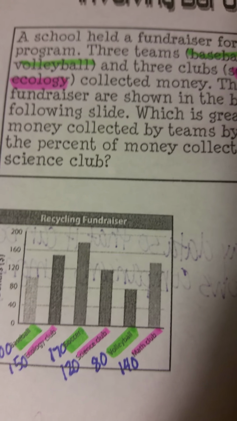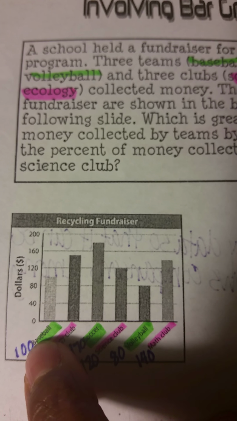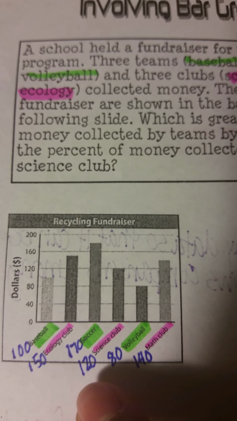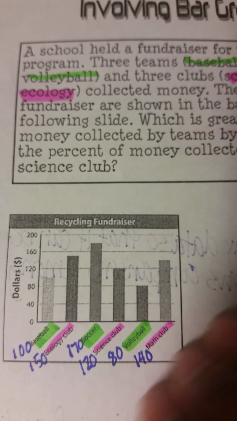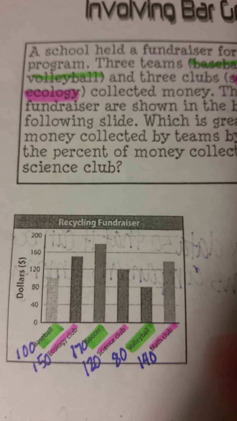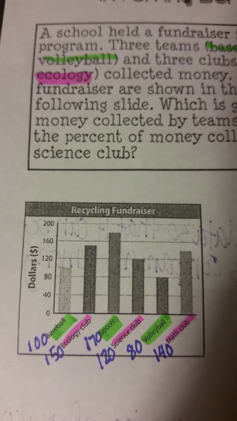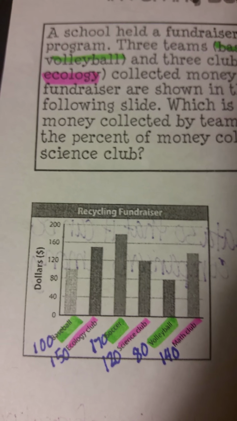So now we're trying to figure out which is greater, the percent of money collected by the teams, so the percent of money collected from baseball, soccer, and volleyball put together, or by the clubs, the ecology, the science, or the math club. So now what we need to do is total up those clubs together.